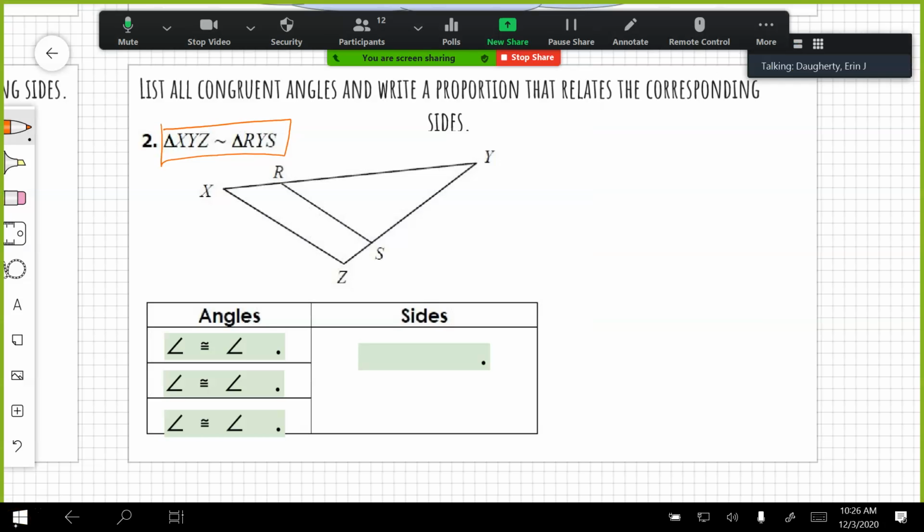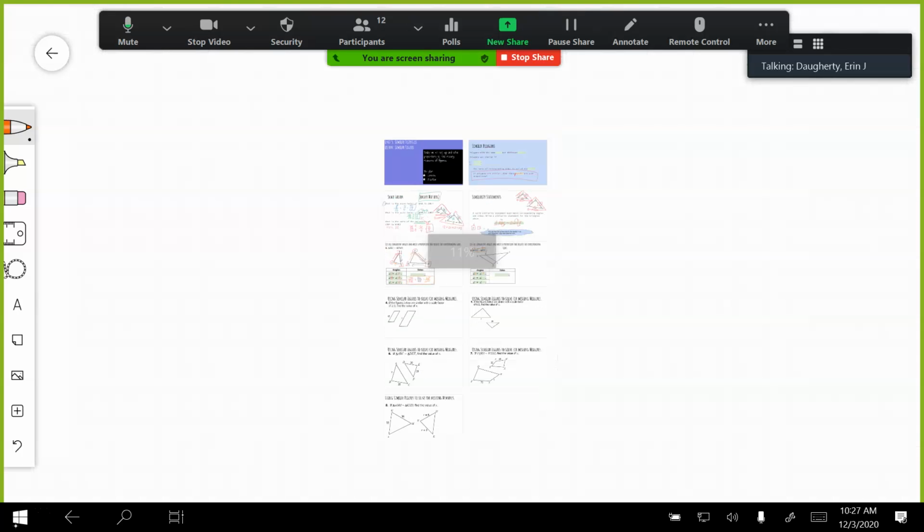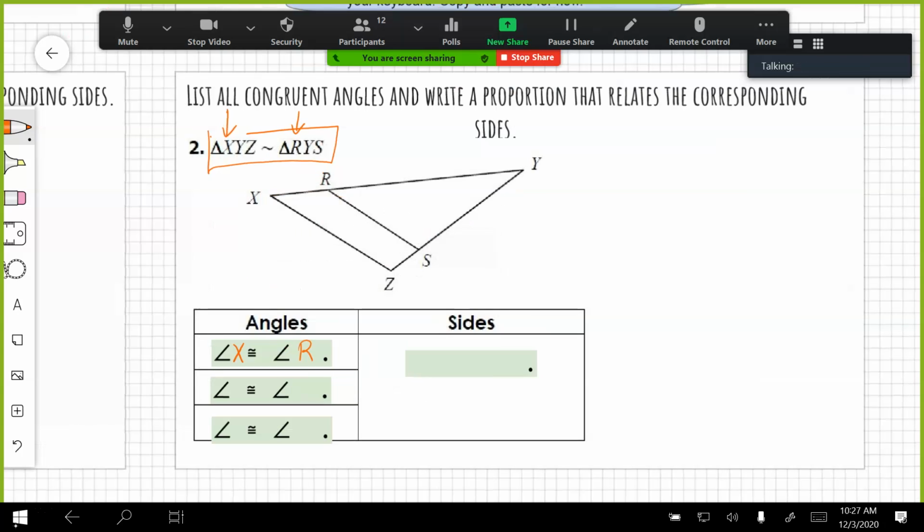All right, so with our similarity statements, if I start off with the angle X, I need to look for also the first angle, which is going to be congruent, which should be R. You actually do not need to look at the figure when you have a similarity statement for angles. So we have X and R. So X and R are going to be congruent to each other.